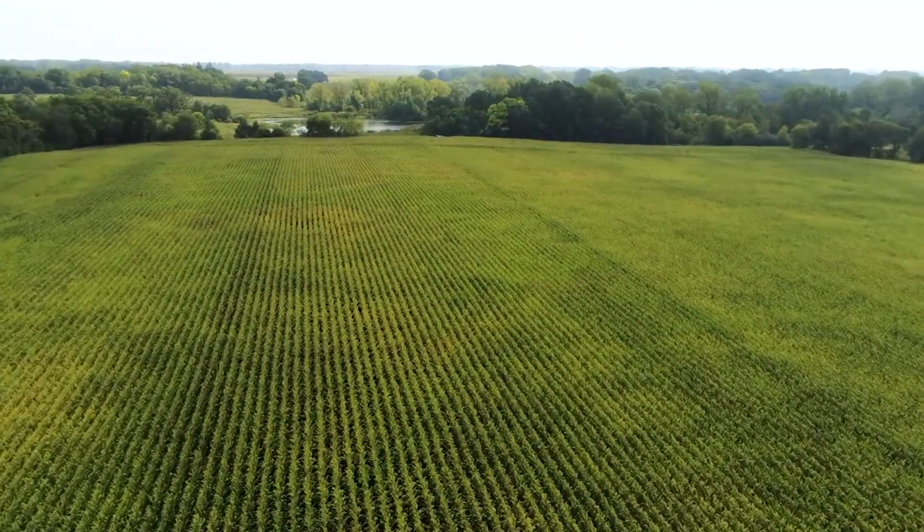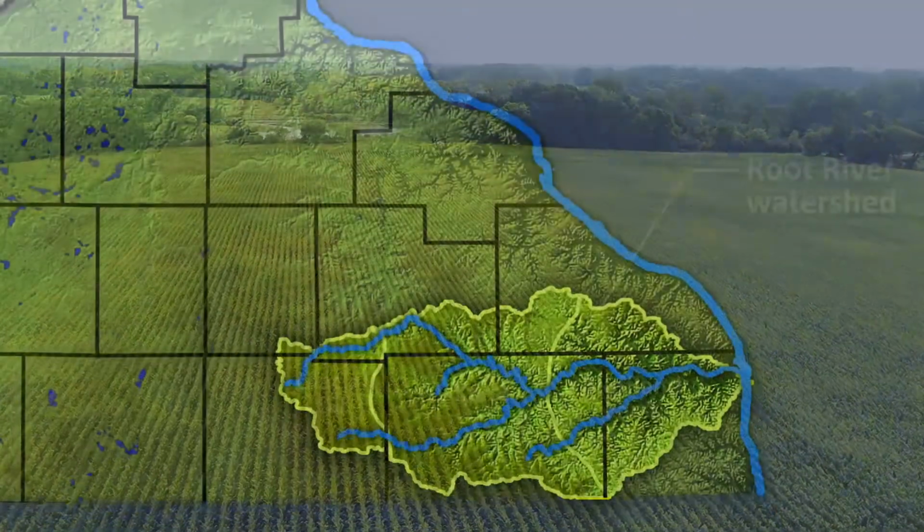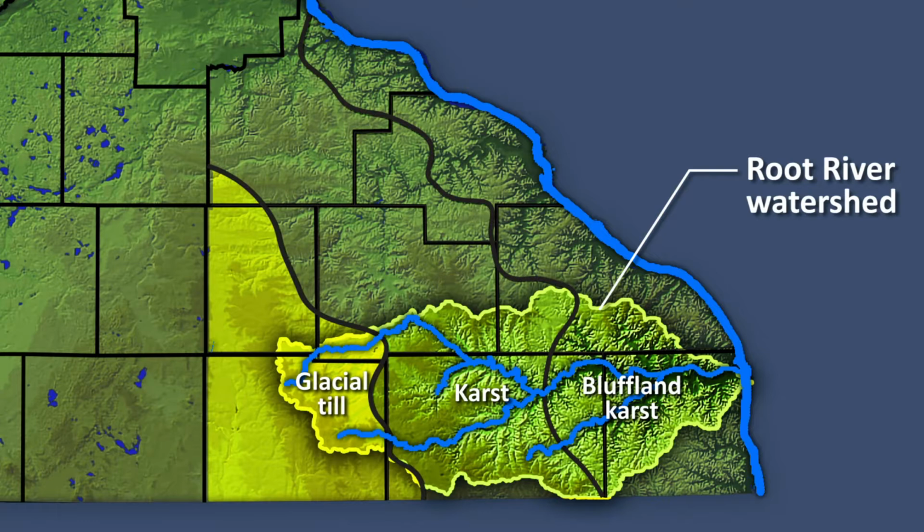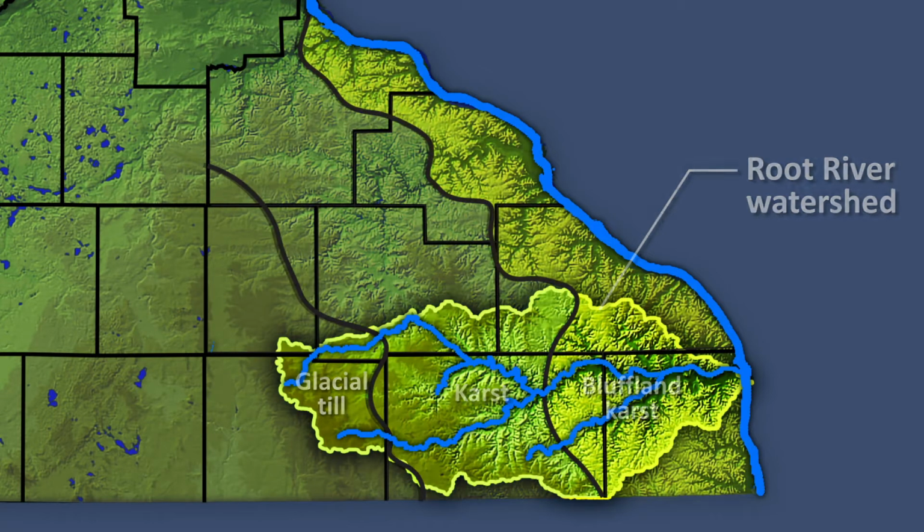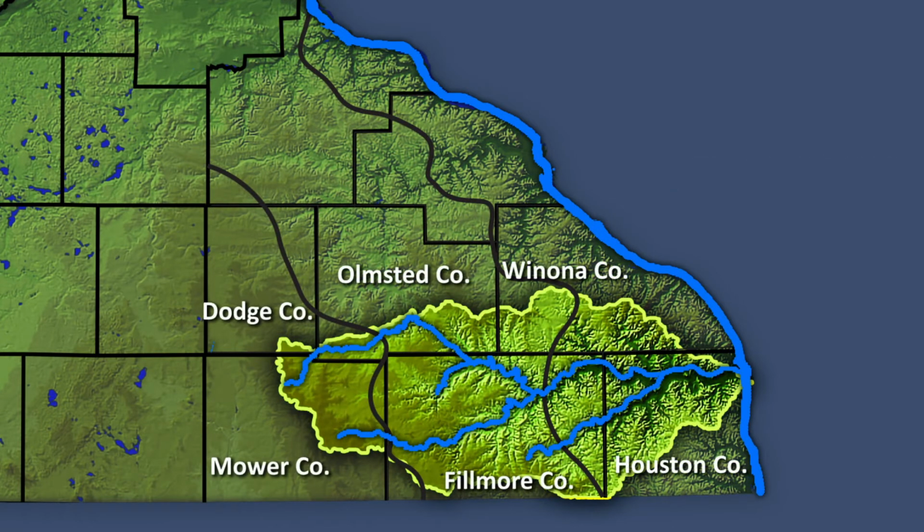Let's examine how nitrate can move into drinking water and surface water across 3 unique landscapes in southeast Minnesota. These 3 landscapes are shown from west to east as glacial till, karst, and bluffland karst. These landscapes extend across an 8-county area. The boundary of the Root River watershed is also shown. The watershed boundary intersects with Dodge, Olmsted, Winona, Mower, Fillmore, and Houston counties.